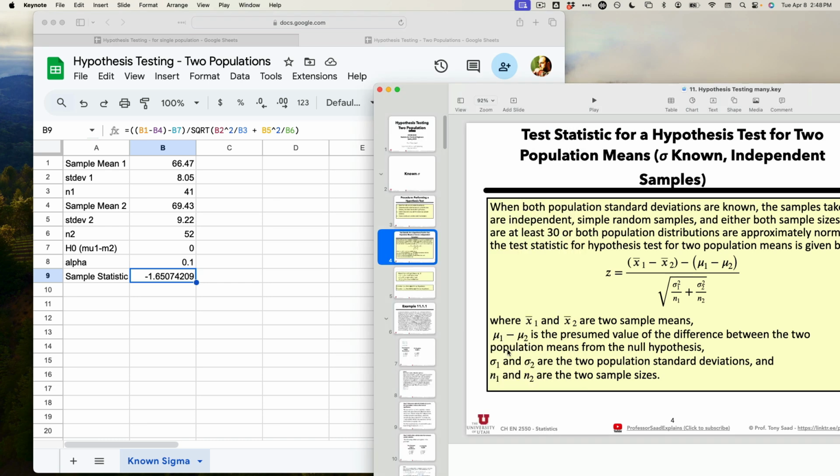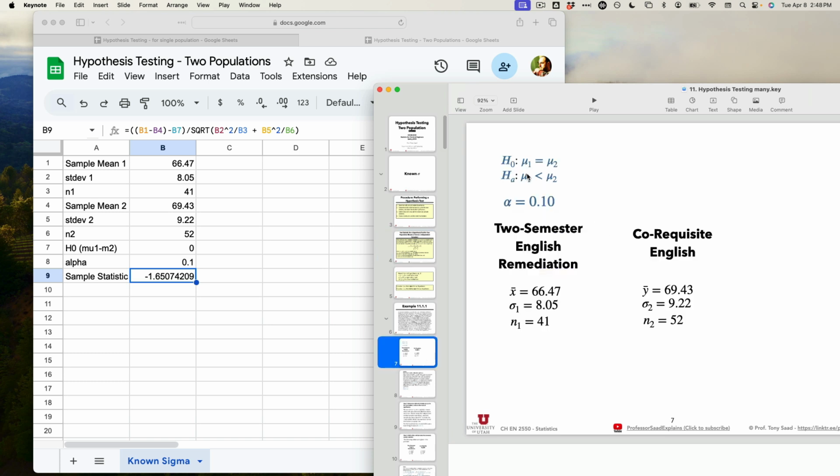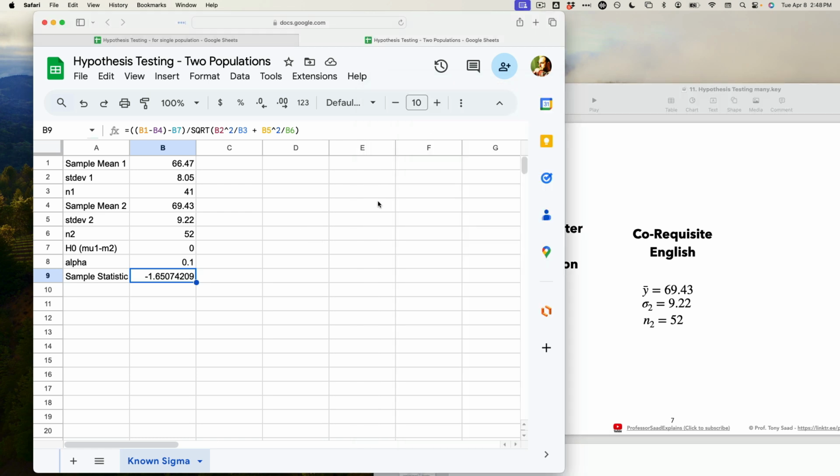Now, indeed, this example is a left tail test because the claim is that mu1 is less than mu2, or mu1 minus mu2 is a negative value. So having the sample statistic to the left is consistent with what we're trying to accomplish here. It does show a possible lowering of the mean value, but we don't know if it's statistically significant, if it's enough.